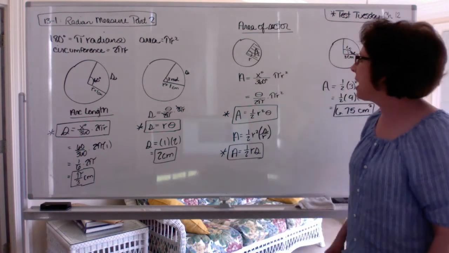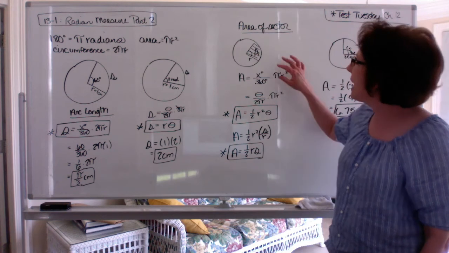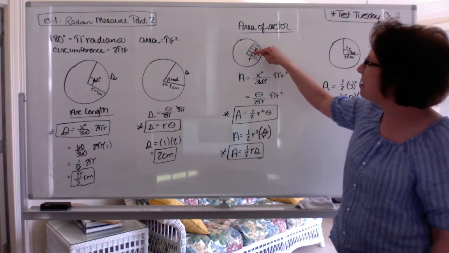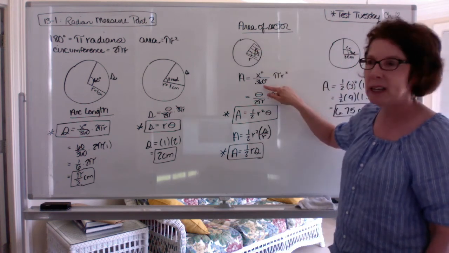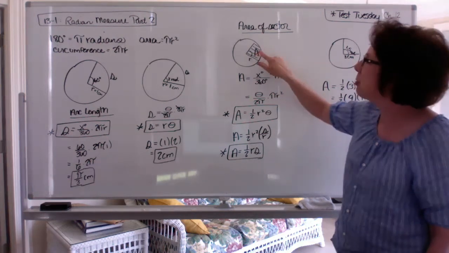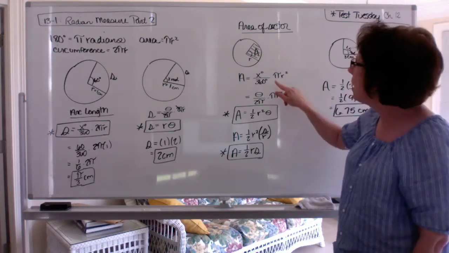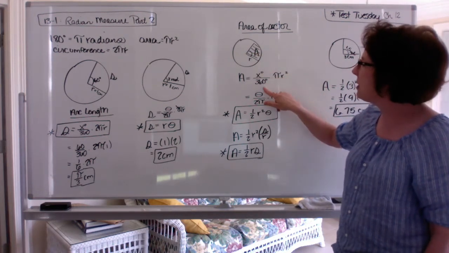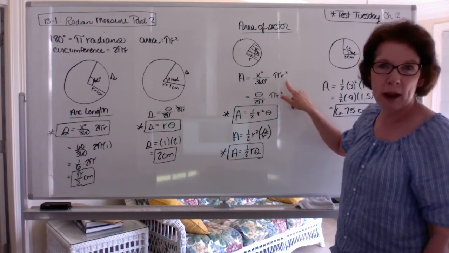Well, the area of a sector, let's start with degrees. Same thing, it's going to be a fraction of the central angle over 360 times the complete area, because a sector is just a partial area, okay? So it's how many degrees over 360 times pi r squared.